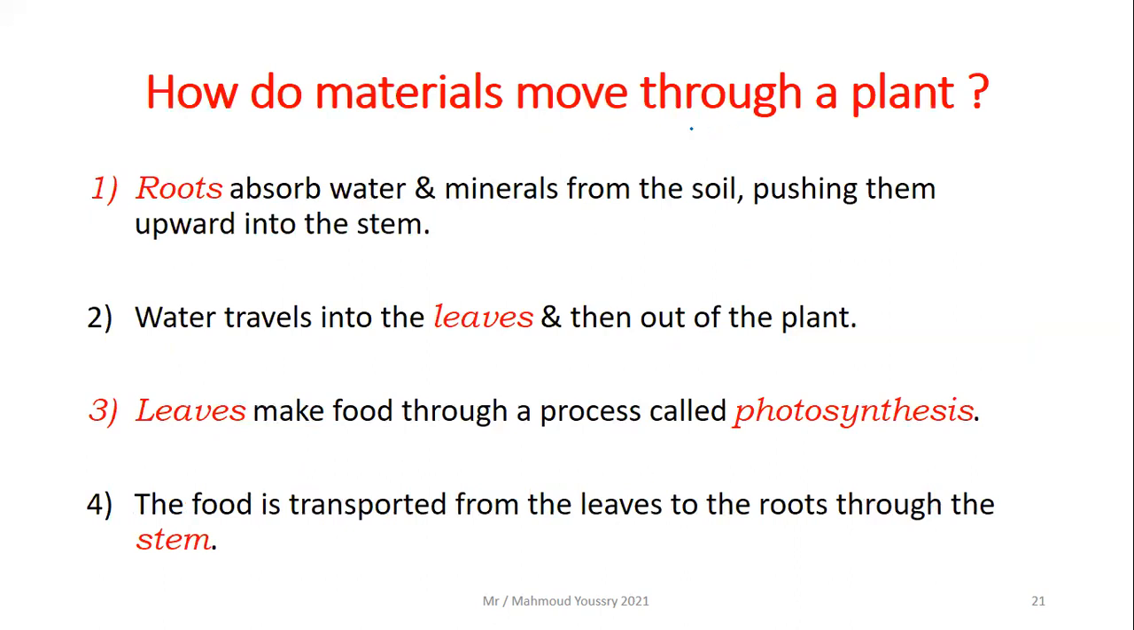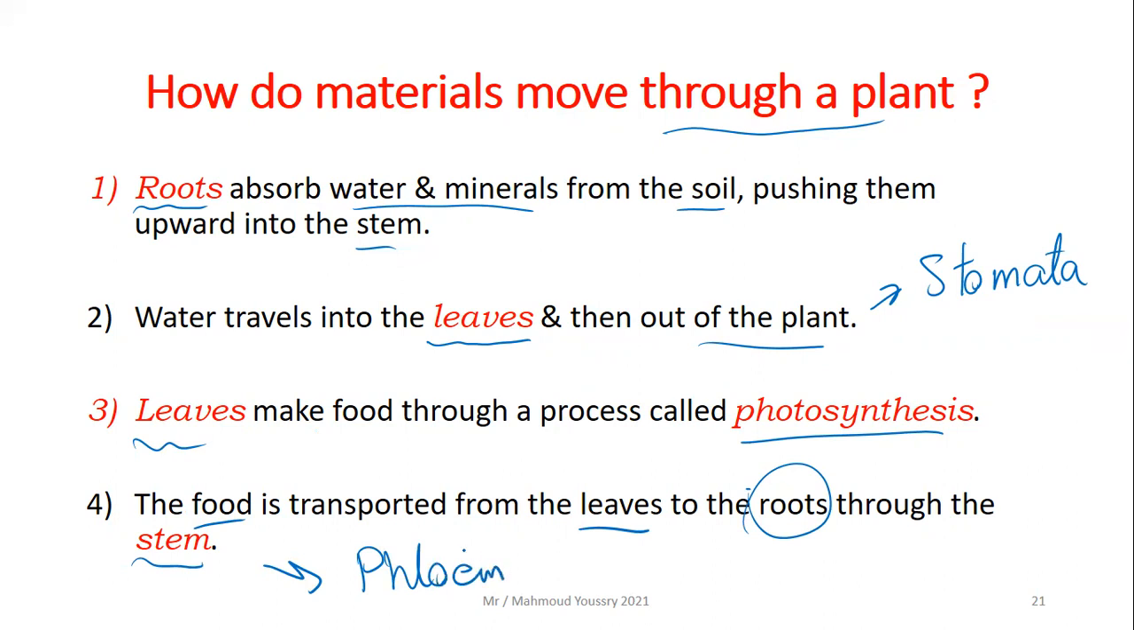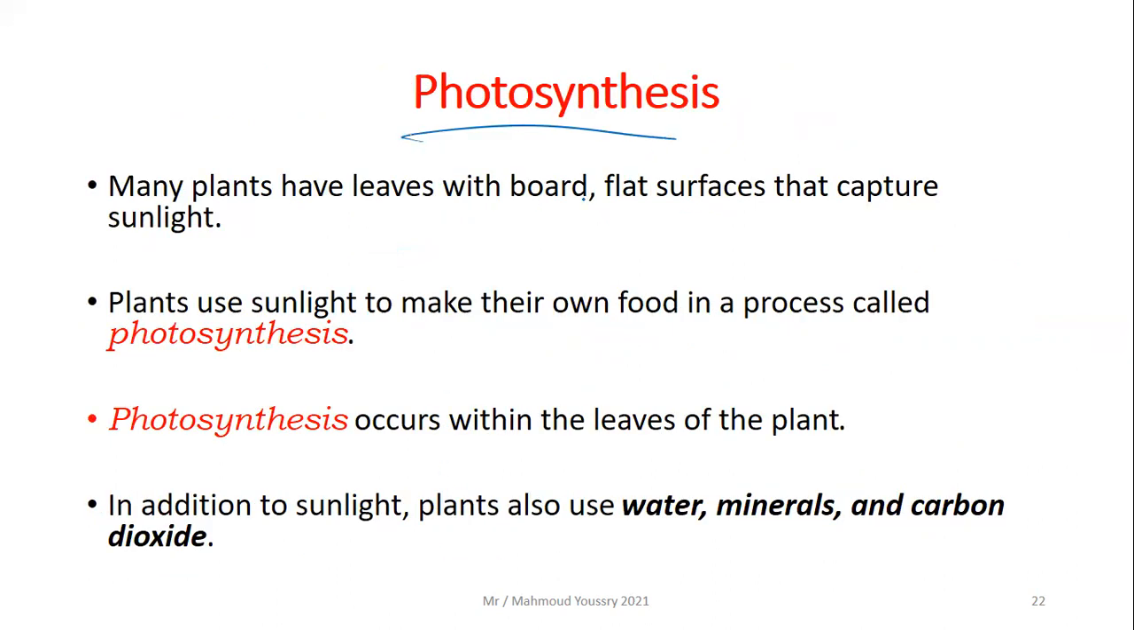So how do materials move through a plant? The roots absorb water and minerals from the soil, pushing them upward into the stem. Great. The water travels into the leaves, then out of the plant. This happens also through the stomata. The leaves make food through the process called photosynthesis. Then food is transported from the leaves to the roots and the other parts of the plant through the stem. This is through phloem tissue or phloem vessels. Then what? Let's talk about photosynthesis.